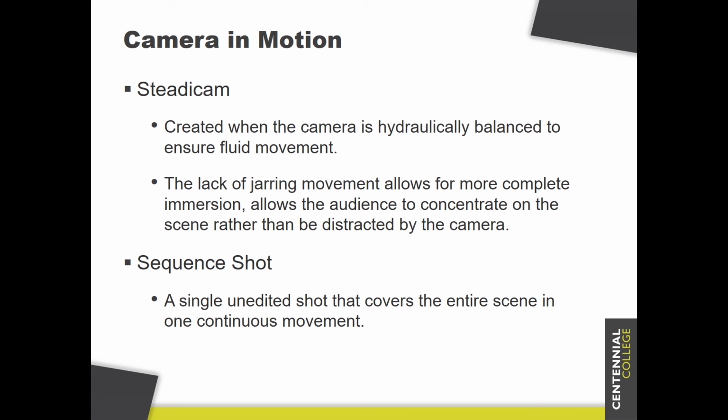The last thing we're going to talk about is the sequence shot. And the sequence shot is one long unedited shot. That's what the sequence shot is. So the camera's turned on and it rolls for the entirety of the scene. One continuous movement as the camera moves from location to location to location.